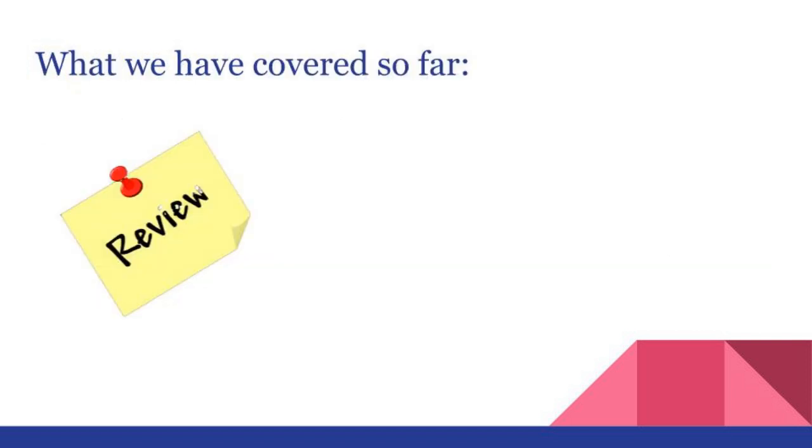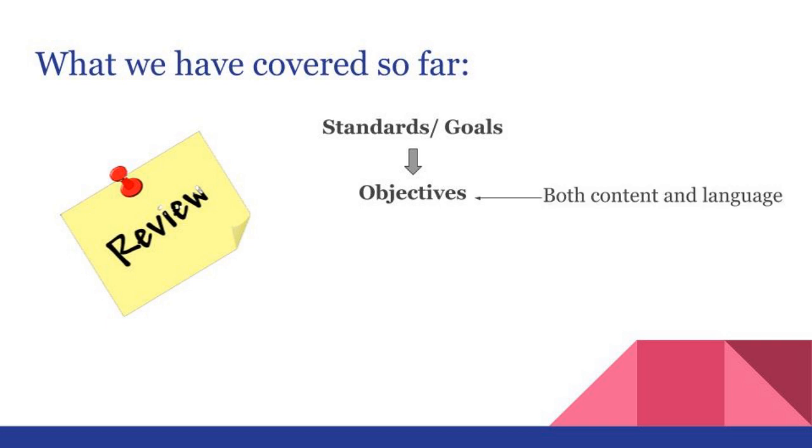So let's take a look at what we have covered so far. We teach to the standards, which are broad statements about learning outcomes. But as you know, standards are broad. We need to narrow them down so that they are teachable. And that is how we have objectives, which are short-term plans to reach the standards. In a lesson, we formulate two types of objectives, content and language objectives. The content objectives pertain to the content demands, while language objectives address language demands required to access the content.